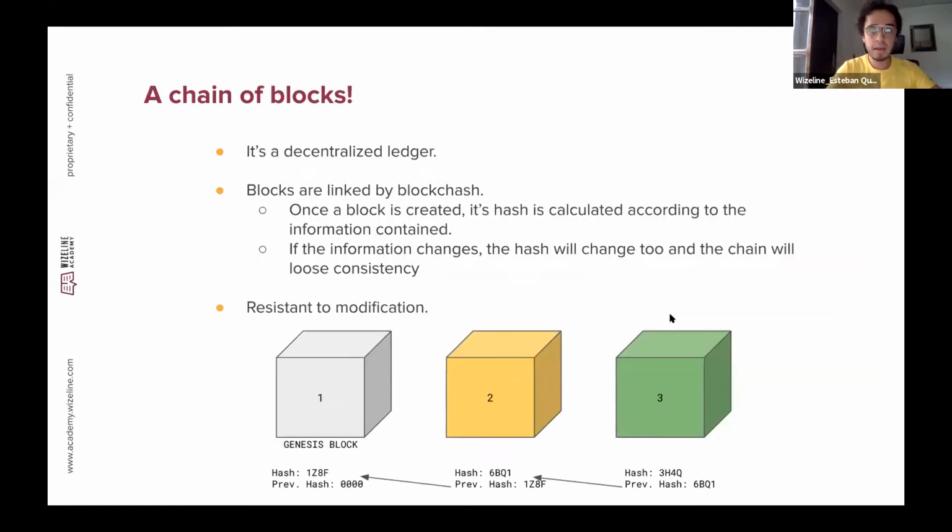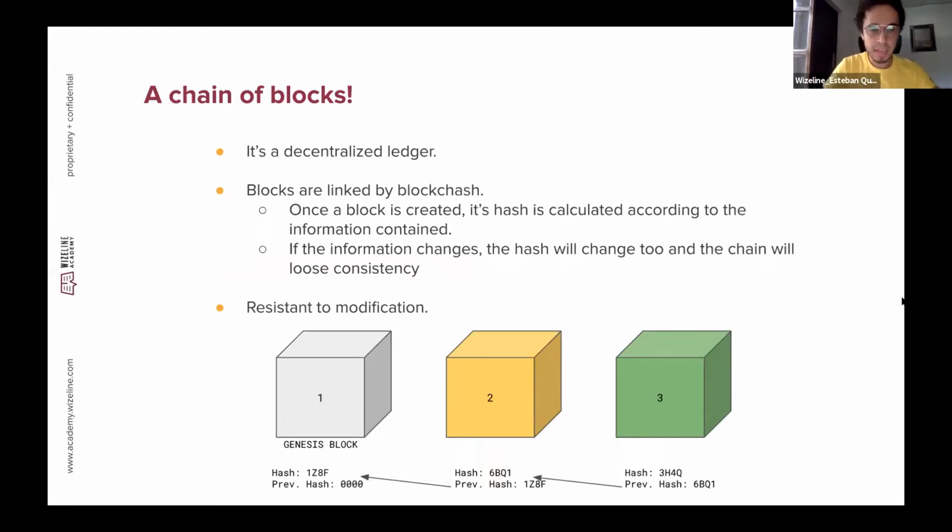As I mentioned, each one of the blocks is linked to each other by the hash. This hash is calculated according to the information that the block contains. So this can be the transactional data, the time it was created. This is to create a unique string, a unique key to identify a block. So this doesn't repeat. If the information inside the block changes, so will the hash of the block.